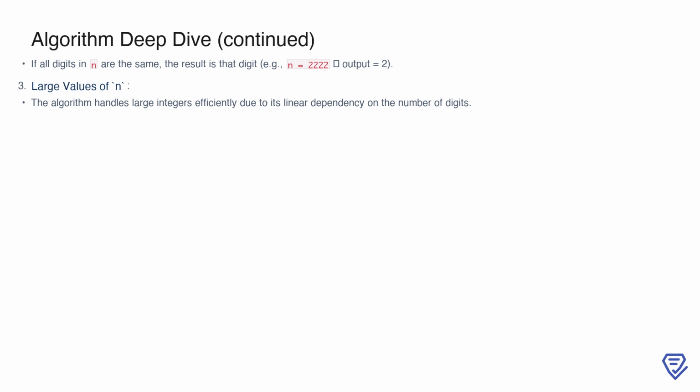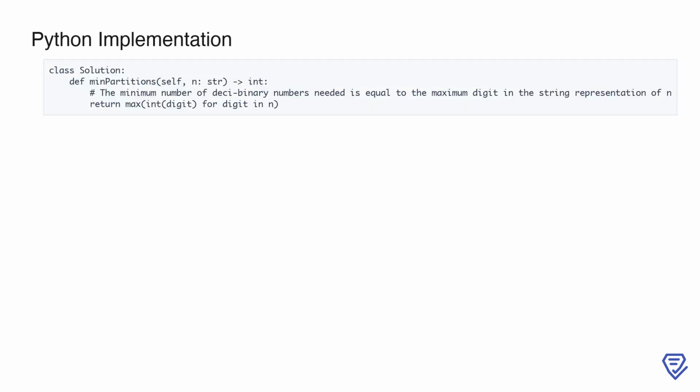This makes it robust and suitable for a wide range of input sizes, highlighting the power of simplifying problems through mathematical insights. This solution determines the minimum number of Deci-Binary numbers required to sum up to the given integer n. Here's the explanation. 1. The problem can be simplified by recognizing that each Deci-Binary number contributes at most 1 to each digit of n.